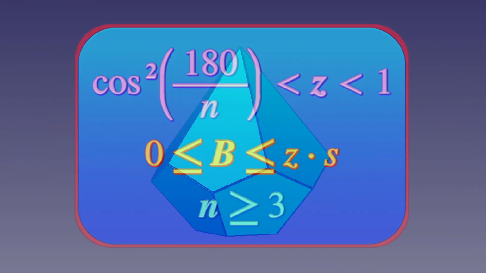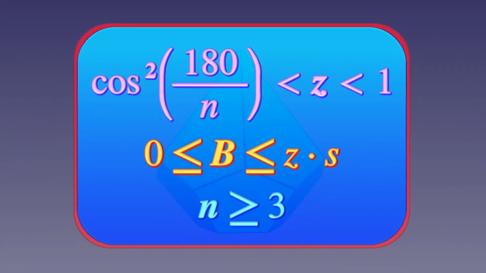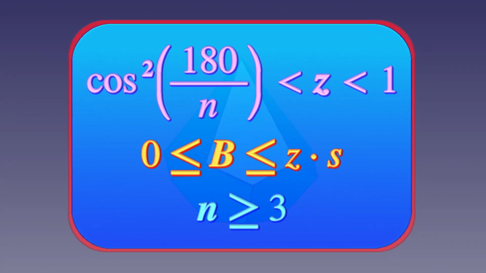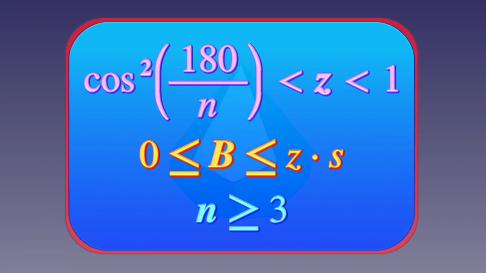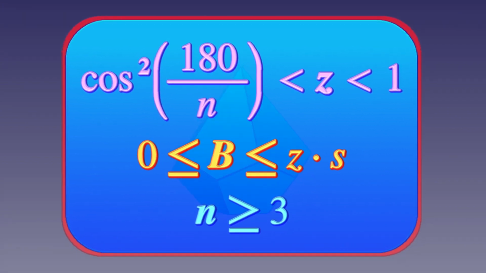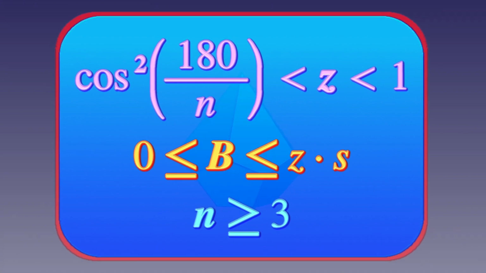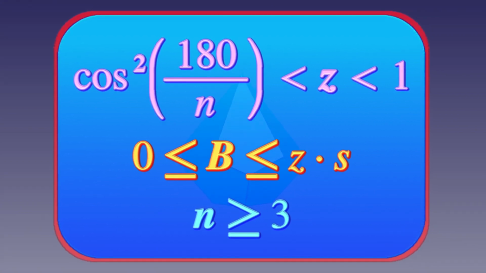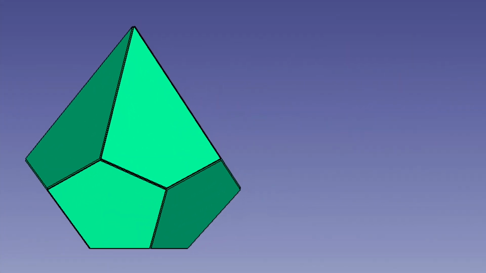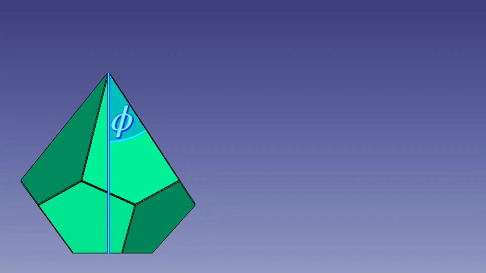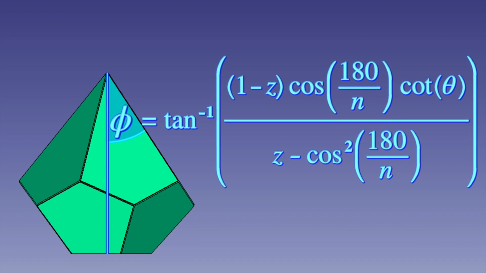It should be noted that the values of z range from a minimum of greater than cos squared (180/n) to a maximum of less than 1, and that the values of b range from greater than or equal to 0 to a maximum of less than or equal to z times s. Also, the minimum n value for this model is equal to 3. Just like before, the variable phi is the angle of the roof, but unlike the previous model, the phi angle used for this model is dependent upon both the z and theta variables.